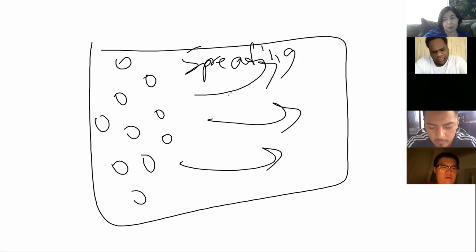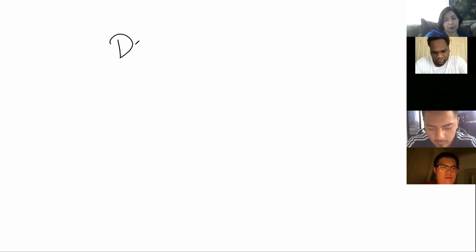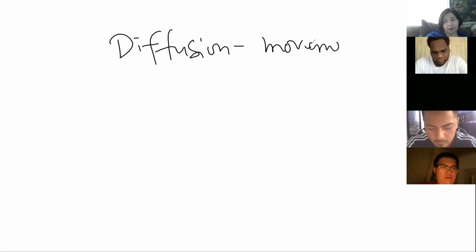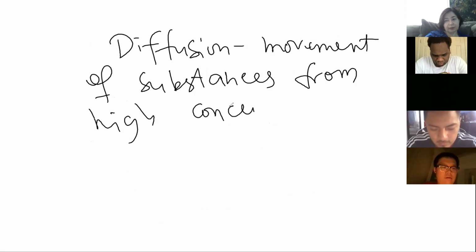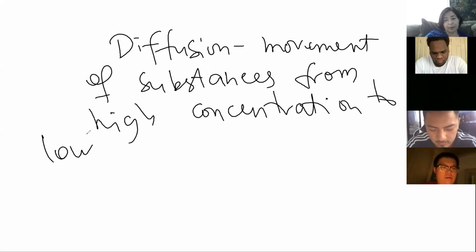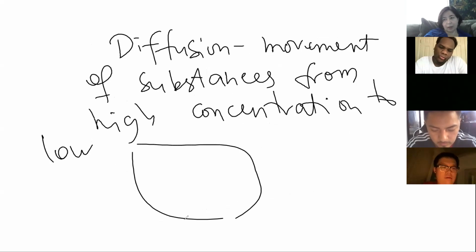So people move, molecules move as well. When molecules move from high concentration to low, this is called diffusion. Diffusion is movement of substances from high concentration to low. Okay, so the cell is not permeable to water, but the cell is perfectly permeable to oxygen.